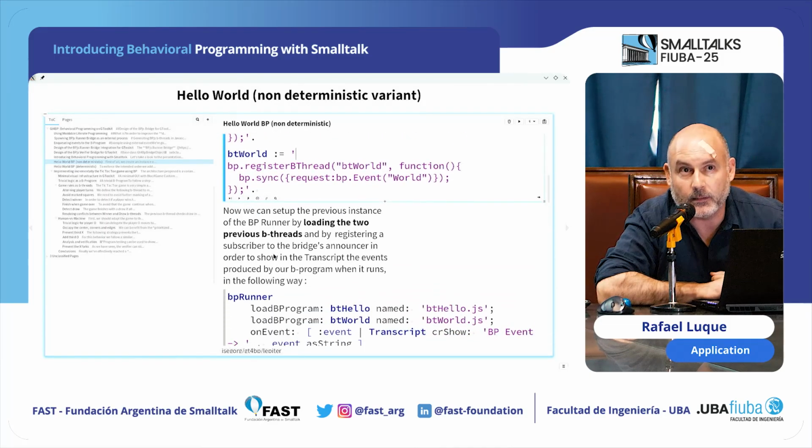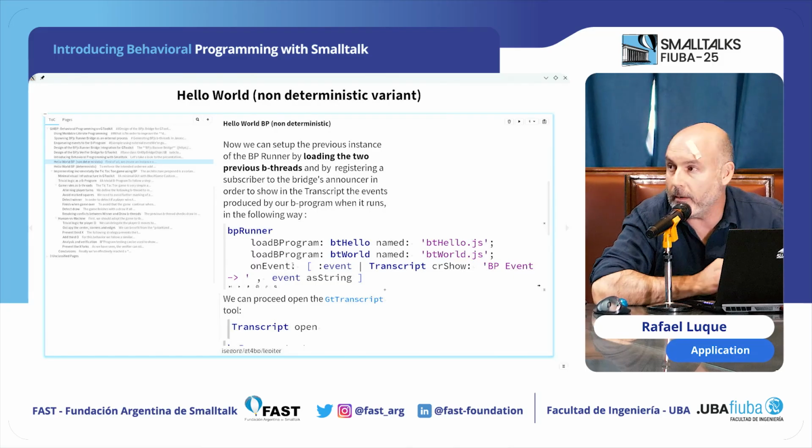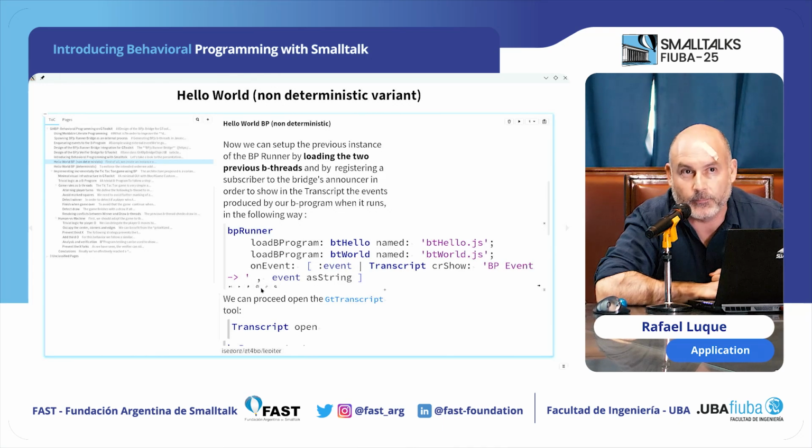Now that we have this defined, we simply add these two B threads to our runner through this message, .bprogram. And we are subscribing to any BP event that the B program can emit or publish. We are going to simply print this event as a string on the transcript.